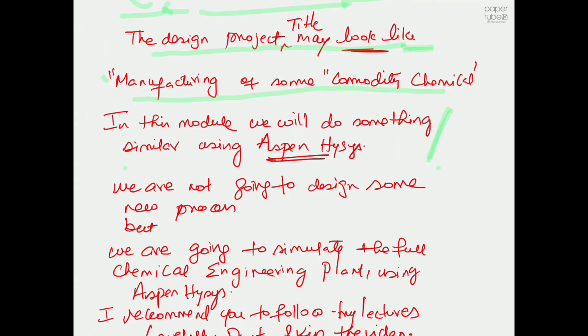And then you have to remember what we are going to learn and how we are going to learn. That's also important. So we are not going to use the software to design some new processes, so keep this out of your mind. What we are going to do is simulate the full chemical engineering plant, maybe you can say chemical plant, using Aspen HYSYS.